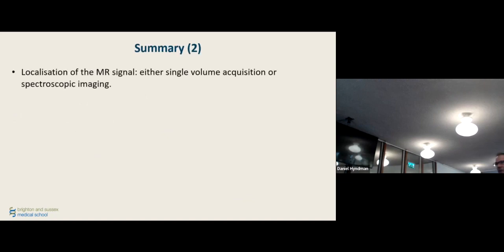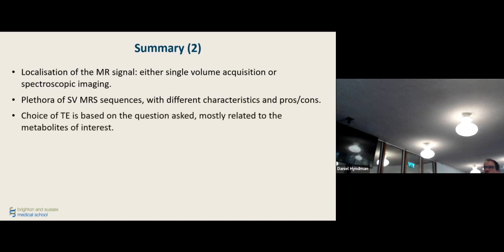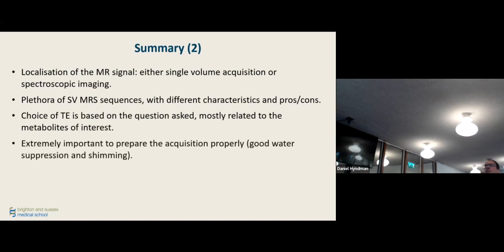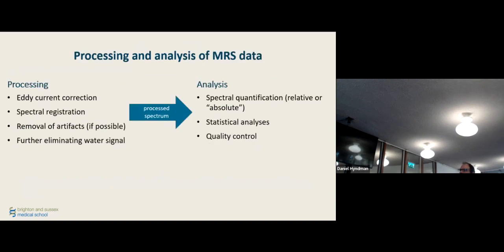So just to summarize very quickly this part, localization, we have two ways. We have a plethora of single volume MEGA-PRESS-type sequences with different characteristics, and the choice of echo time is really based on the question asked, and mostly related to what we're interested in. But it's very important to prepare the acquisition properly. That's our role in giving you a high quality spectrum. And SNR will depend on various variables that we just mentioned in the last slide.